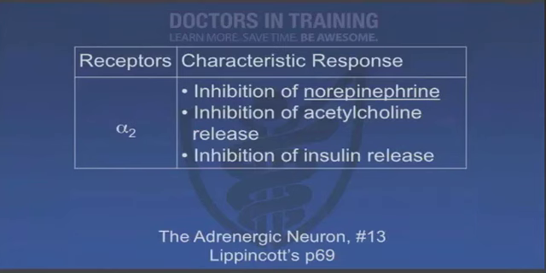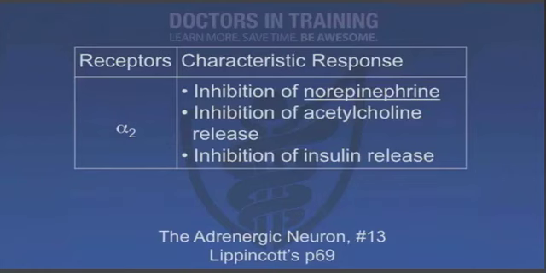The alpha-2 receptor, again, being on the presynaptic membrane, is going to cause an inhibition of norepinephrine release. It's also going to cause an inhibition of acetylcholine release. And finally, and this is kind of on the side, we mentioned it, I kind of glossed over it, but I want you to remember it, alpha-2 receptors are going to cause an inhibition of insulin release.